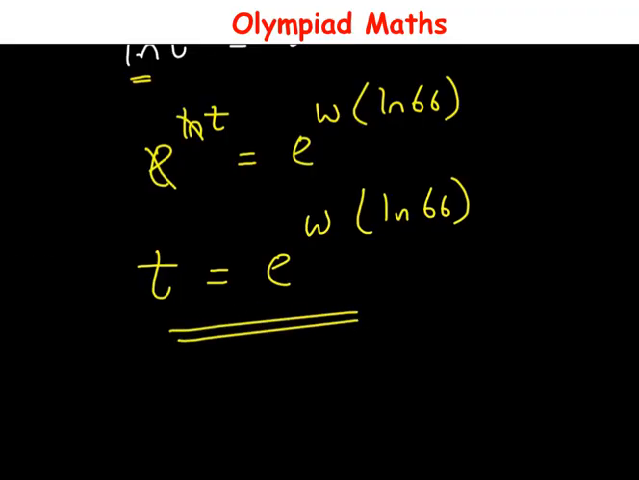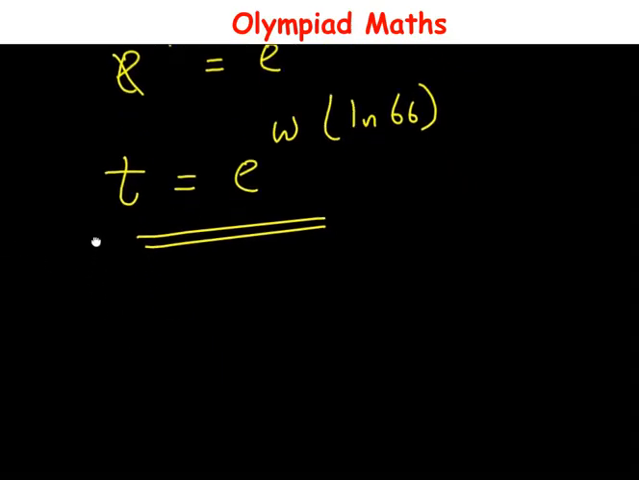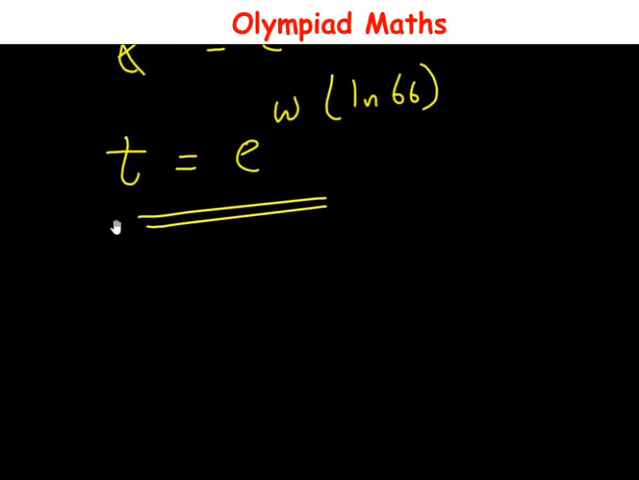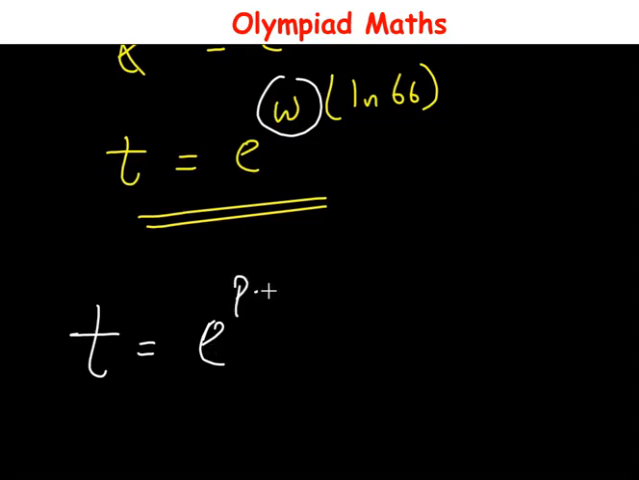But if you are wondering, where is the number for the value of t? It's very simple. Simply press in your calculator e. Now, some calculators don't have W in their calculator. Some have product log. So instead, you type in product log. So e raised to power product log, then multiplied by ln 66.